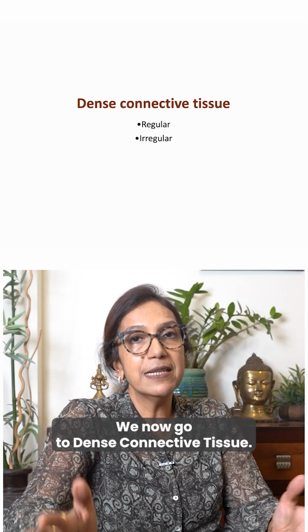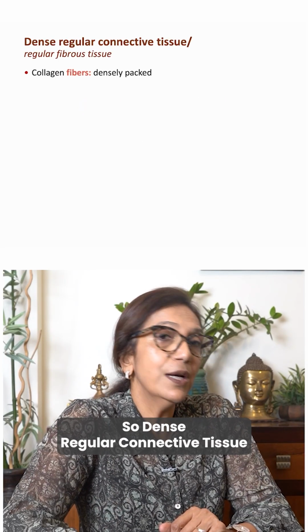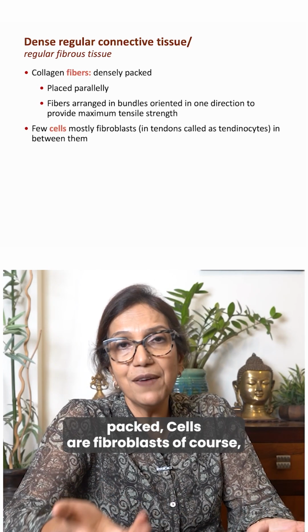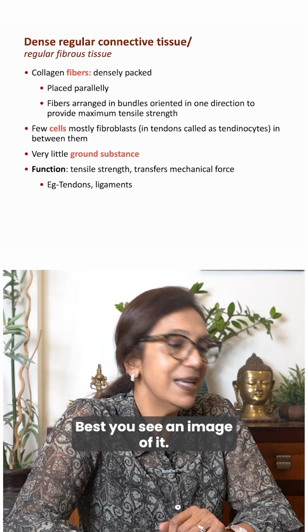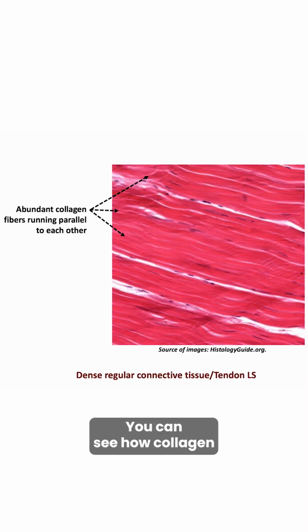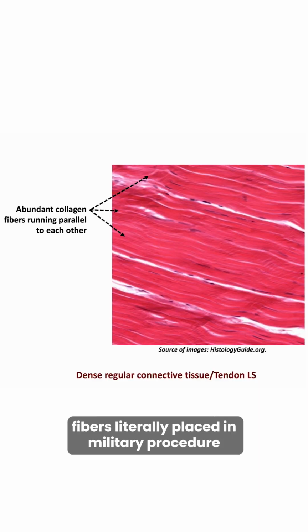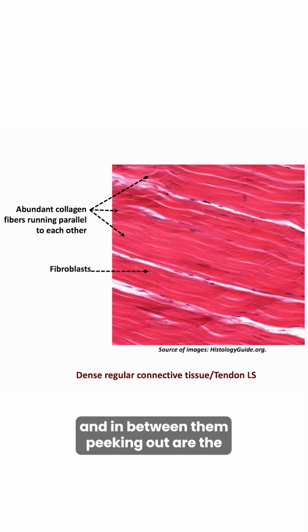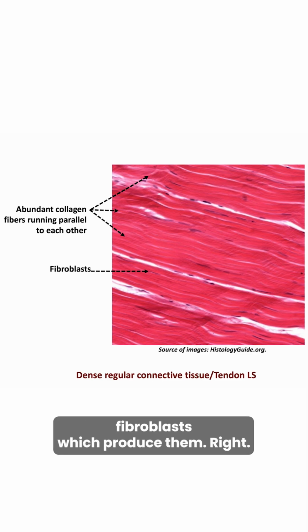We now go to dense connective tissue. So dense regular connective tissue has got collagen fibers that are densely packed. Cells are fibroblasts, of course. Best to see an image of it. You can see how collagen fibers are literally placed in military precision parallel to each other, and in between them peeking out are the fibroblasts which produce them.